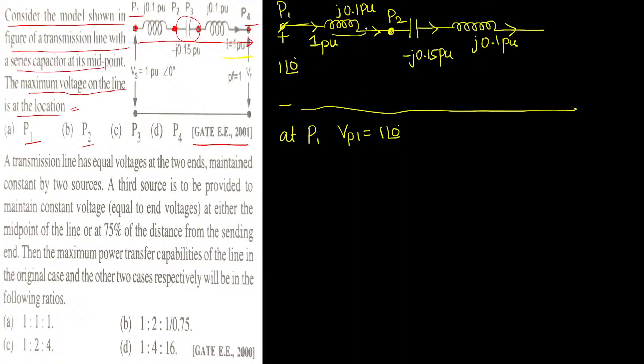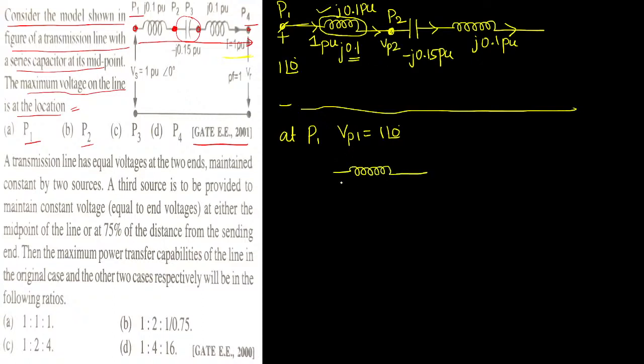Can you find out the voltage at this inductor? Very simple. The voltage drop across the inductor is the product of inductive reactance and current. So 1 into 0.1 will become J 0.1 per unit voltage. That is the voltage drop across the inductance. Now what is the voltage Vp2? Sir, listen. First there is an inductor.